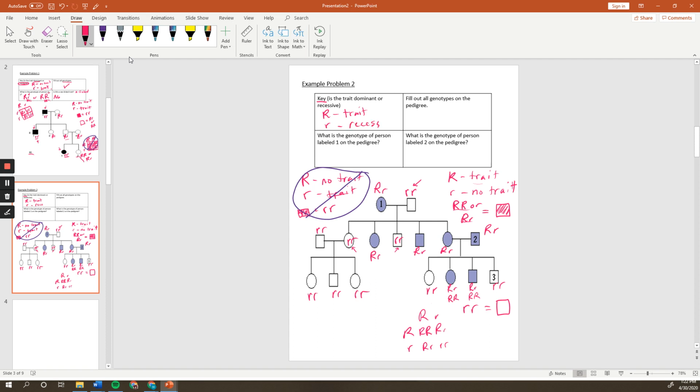Recessive. I'm going to circle this: dominant. That's what we figured out. Fill it out. Good. What is the genotype of person labeled 1 on the pedigree? Big R, little r. What is the genotype of the person labeled 2 on the pedigree? 2 is big R, little r as well.